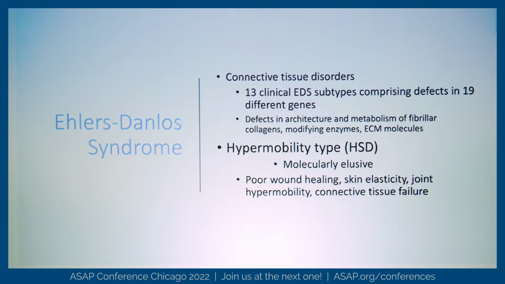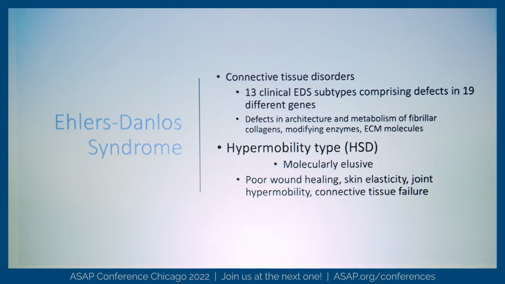Ehlers-Danlos syndromes are a heritable connective tissue disorder group. There are 13 clinical EDS subtypes that comprise defects in about 19 different genes. We've been able to identify these defects that contribute to almost all of the subtypes, of course, the most common being vascular, classic, and hypermobile.